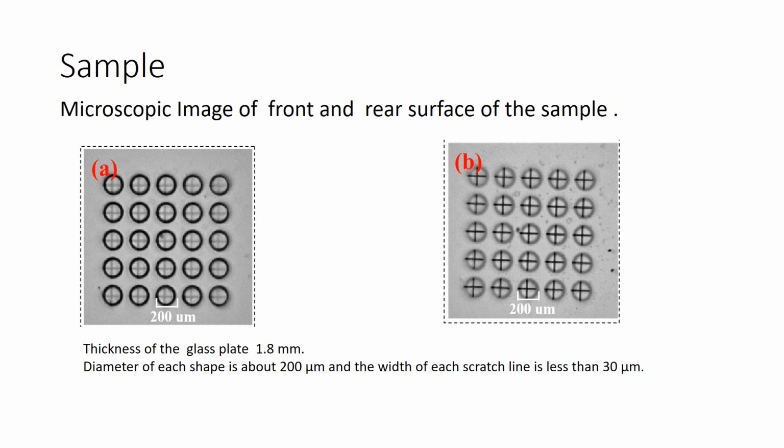So every time the sample is shifted by around 9 micrometers in the x direction, and we record a hologram. So this shifting continues, and we have recorded around 111 holograms, and it took almost 40 seconds to complete the recording of 111 holograms.